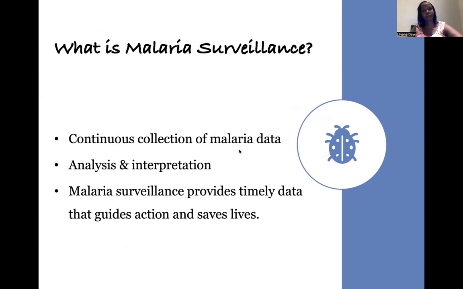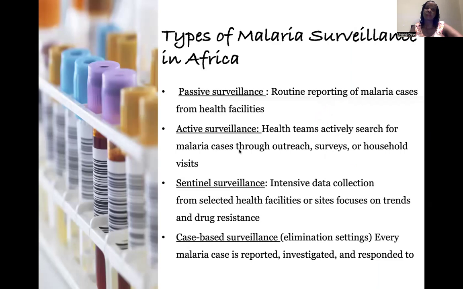So what is malaria surveillance? This is about continuous collection of malaria data, analysis, and interpretation. Malaria surveillance provides timely data that guides action and saves lives. There are different types of malaria surveillance in Africa.